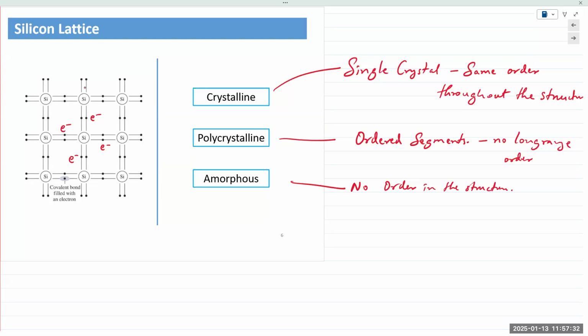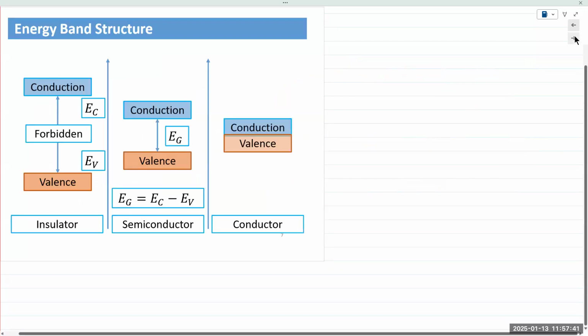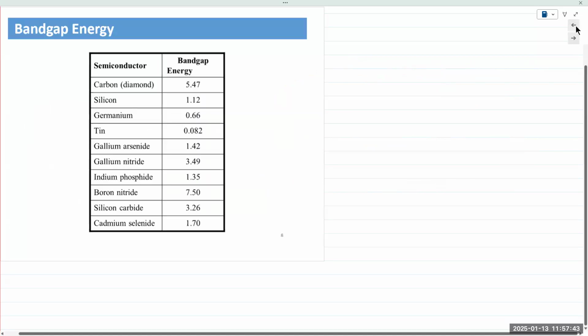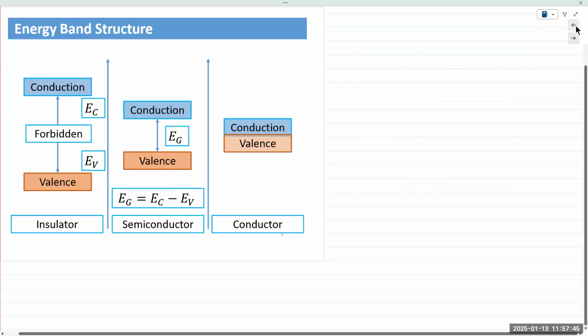Okay. Let's see, how much time do we have? A few minutes. So the other, let's see, energy band. Yeah, we have time to do energy band.